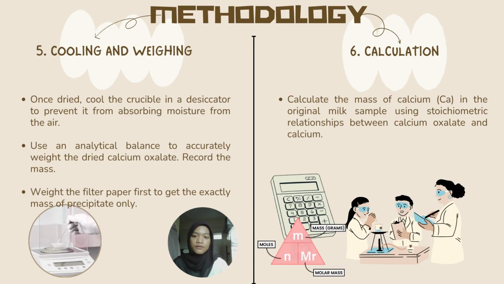The next steps are cooling and weighing. Once it dries, cool the crucible in a desiccator to prevent it from absorbing moisture from the air. Use an analytical balance to accurately weigh the dried calcium oxalate precipitate and record the mass. Weigh the filter paper first to get the exact mass of the precipitate only. Lastly is calculation. Calculate the mass of calcium in the original milk sample using the stoichiometric relationship between calcium oxalate and calcium. So for the next slide, we provide a video on how to conduct this experiment.